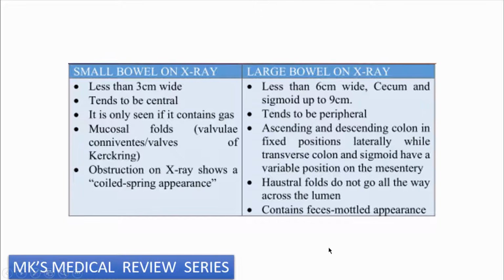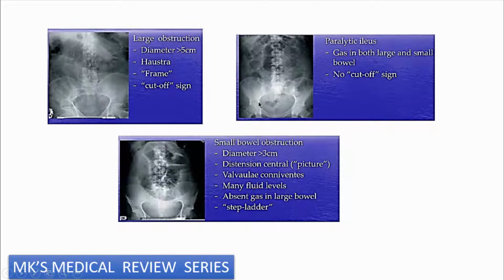Then, of course, the large bowel can contain this fecal mottled appearance. So you may get some additional features here. With large bowel obstruction, of course, the diameter here is greater than 5 centimeters. You get these haustrations, which do not traverse the entire lumen. You may get this cut off sign. So you reach a point where the gut has been completely cut off. You see this position here where you have this large bowel, large bowel, large bowel, large bowel that has been cut off there. Okay.